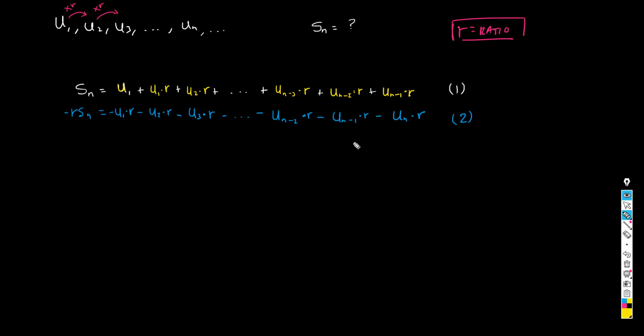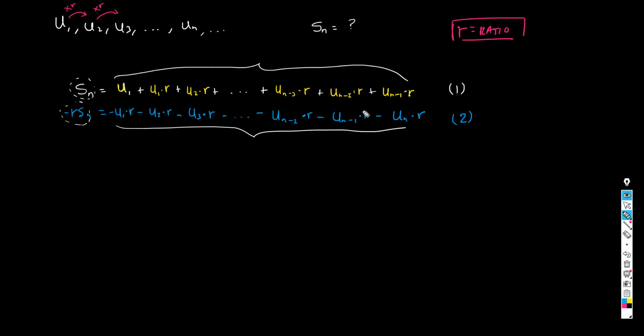What I'm gonna do next is the following. I'm going to add both sides of these equations side by side. What I mean is this. I'm going to add all of this and all of this. Okay, I'm gonna add this to this, and I'm gonna add all of this stuff to all of this stuff. So right side plus right side and left side plus left side.